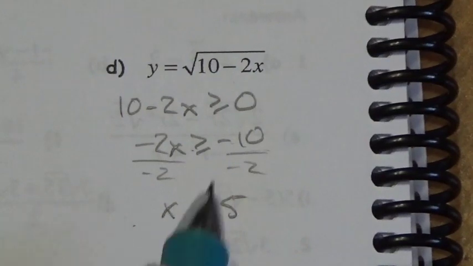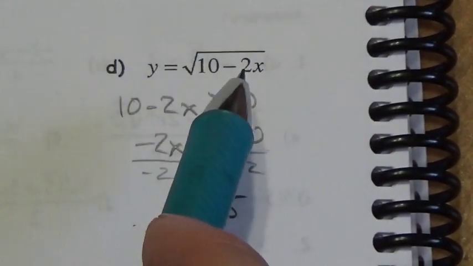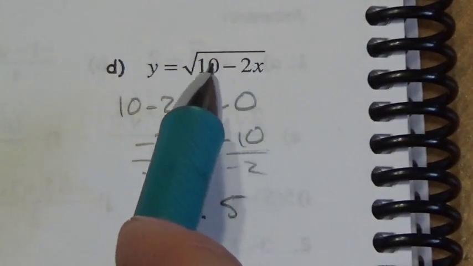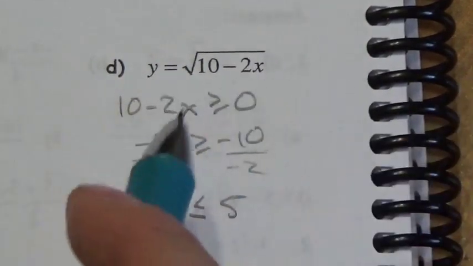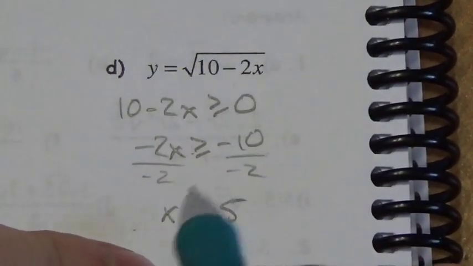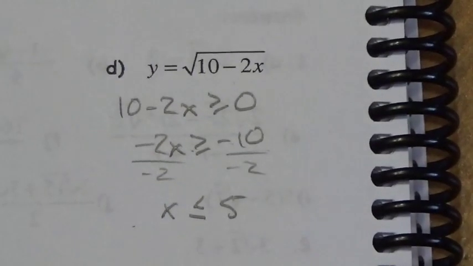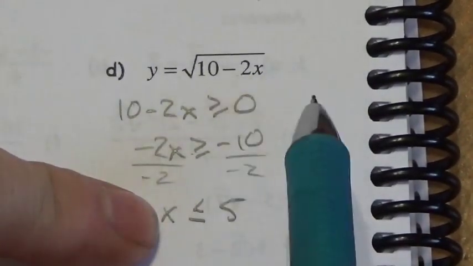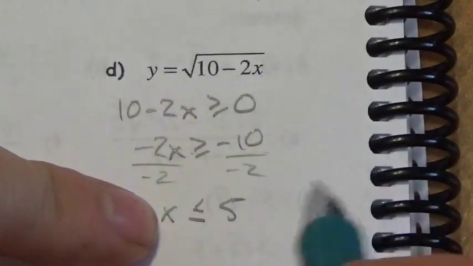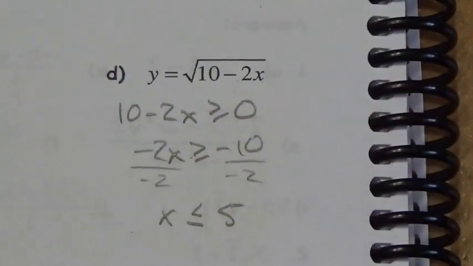Now to illustrate that, let's pick a number. Let's say 4. 2 times 4 is 8. 10 minus 8 is 2. Can I take the square root of 2? Yes. Now just to check this, let's pick, for example, 6. Based on what I'm seeing right here, 6 shouldn't work. 2 times 6 is 12. 10 minus 12 is negative 2, and there we go. No, I can't take the square root of negative 2. So that works. That is my restriction.